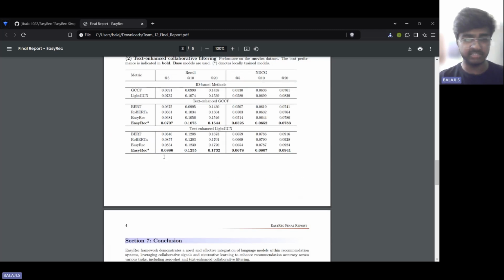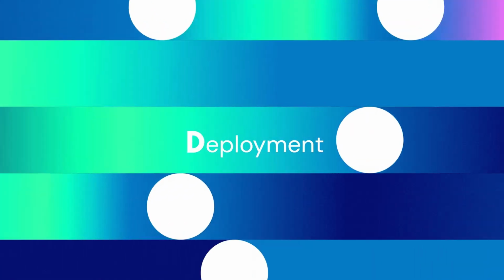The conclusion is we see that our EasyRec framework enhances the recommendation accuracy across various tasks, including zero shot and text-based collaborative filtering by leveraging collaborative signals and contrastive learning.